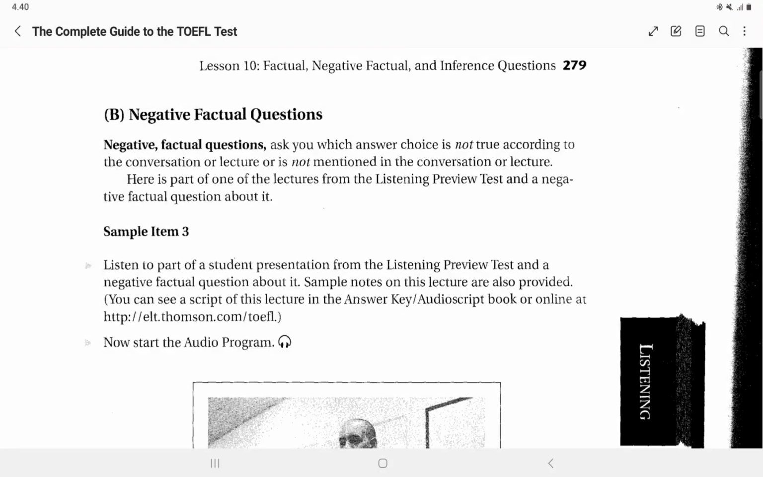Lesson 10, factual, negative factual, and inference questions. B, negative factual questions. Negative factual questions ask you which answer choice is not true according to the conversation or lecture, or is not mentioned in the conversation or lecture. Here is part of one of the lectures from the listening preview test and a negative factual question about it.